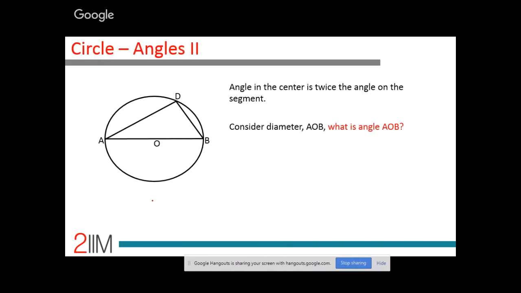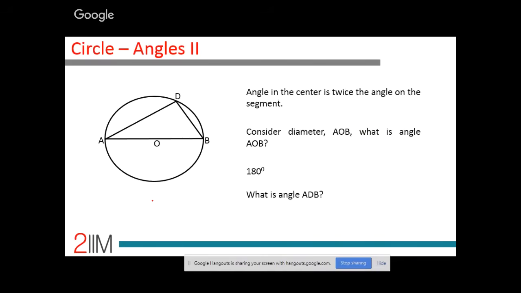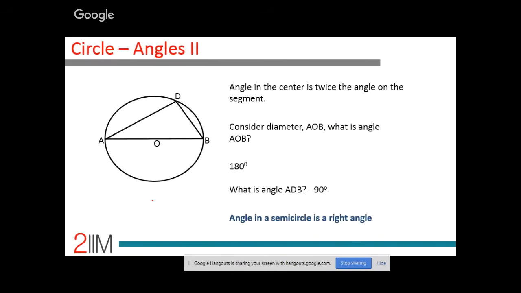So if you take the diameter, what is angle AOB? 180. So angle ADB? 90. Angle in a semicircle is a right angle.